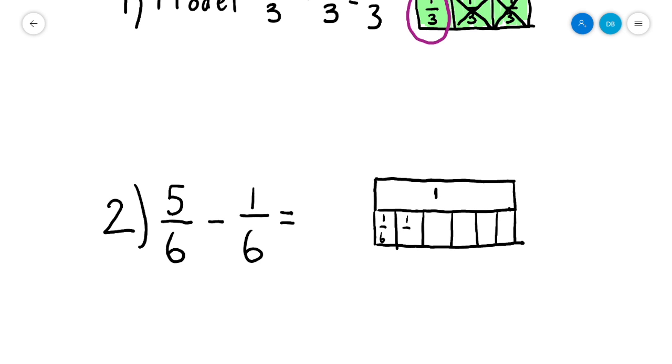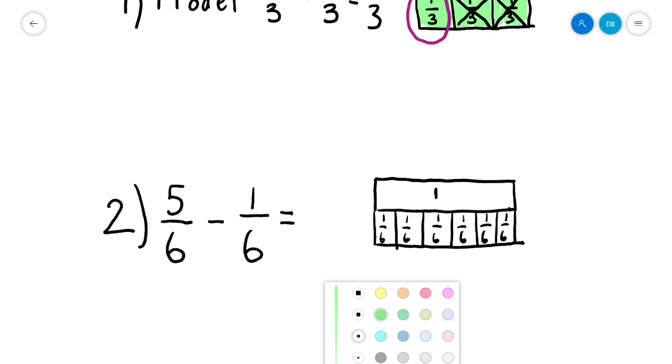1/6, 1/6, 1/6, 1/6. Alright, now I'm going to shade what I have, just like before, but this time we'll do it in a cool blue. I have 1/6, 2/6, 3/6, 4/6, and 5/6, right? Now they're asking me to take away just 1/6.